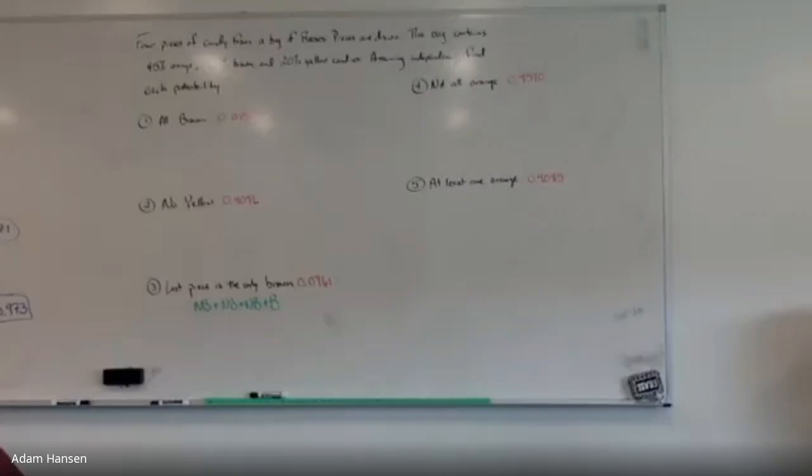No yellow, that means 3. That's 4 straight no yellows. 20% are yellow, so 80% aren't. Take 0.8 times 0.8 times 0.8 times 0.8.